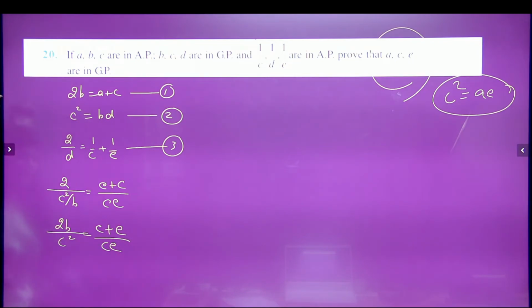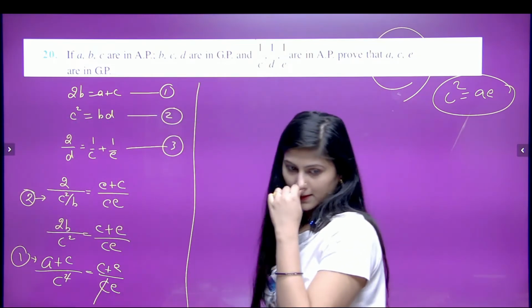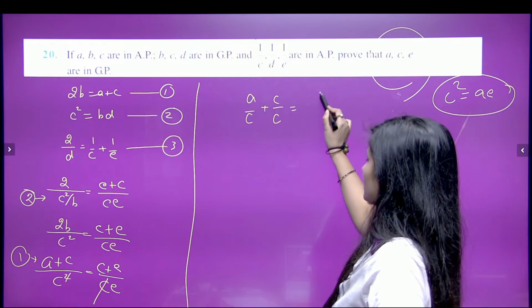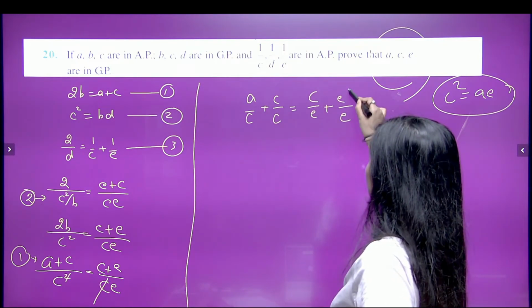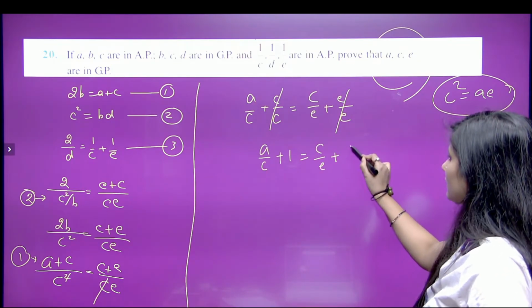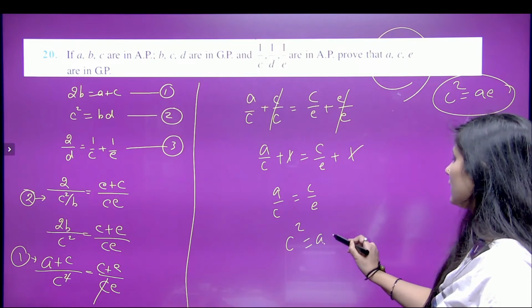Now the value of 2B is A plus C. So I'll write A plus C by C square. This is from 1 and this is from 2, okay? Mind it. So it is C plus E by CE. We can cancel out 1 C. So it will give A by C plus C by C is equal to C by E plus E by E. This is 1, this is again 1. So A by C plus 1, C by E plus 1. It is nothing but A by C is equal to C by E. So it is C square is equal to AE. Proved.